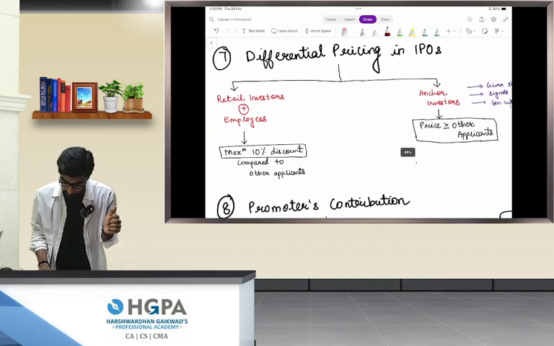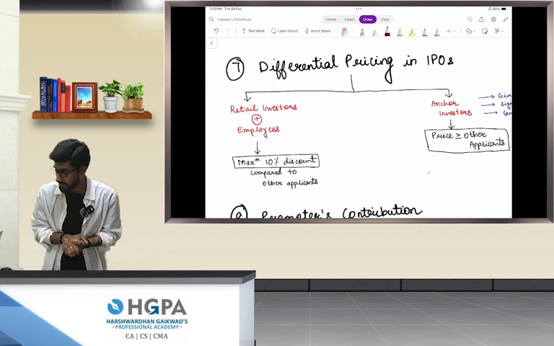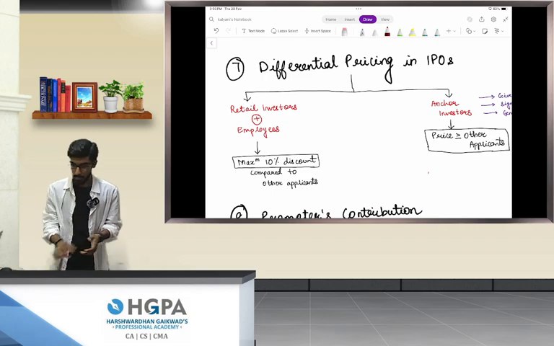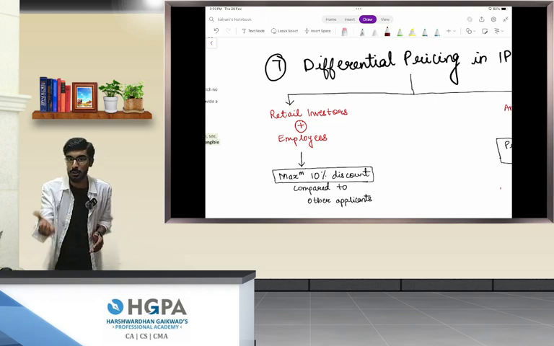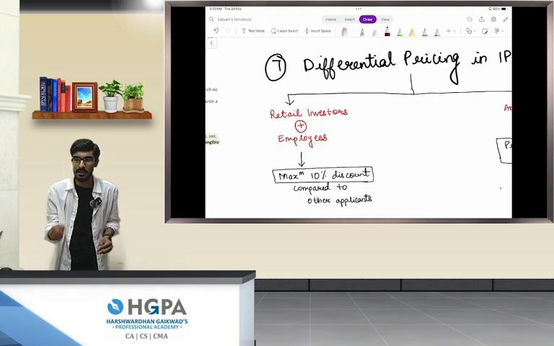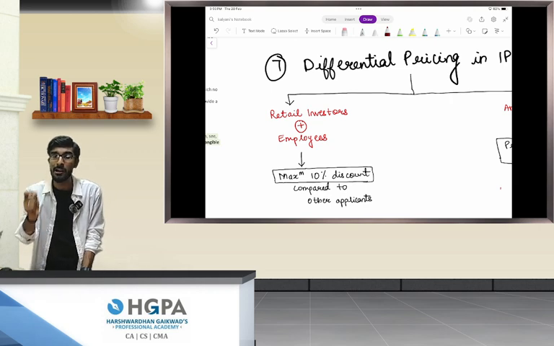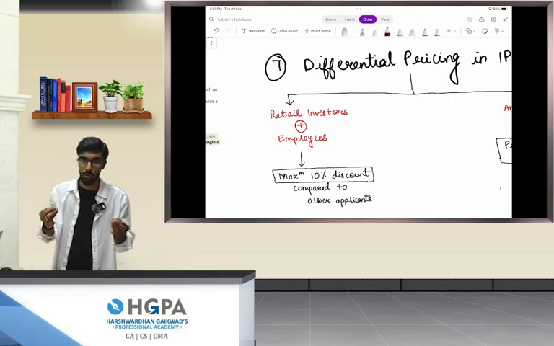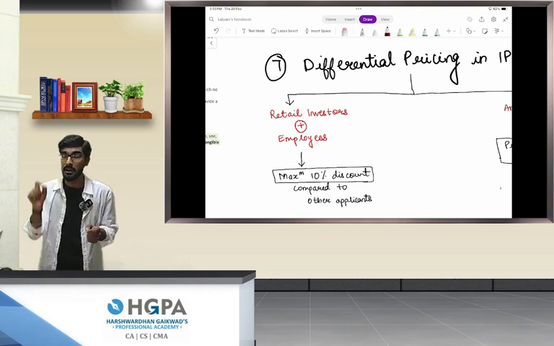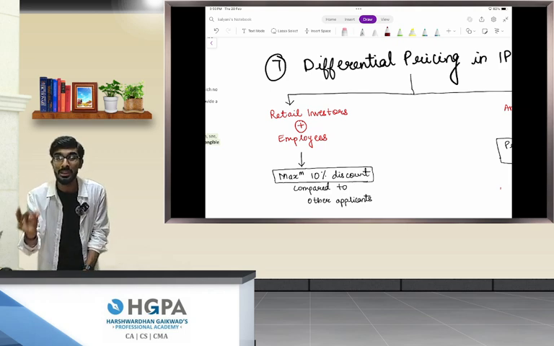Next is differential pricing in IPOs. Okay, let's understand this. People, retail individual investors like you and me, retail individual investors means those investors who make an investment of less than or equal to 2 lakh rupees. Retail individual investors are those who make an investment of not more than 2 lakh rupees.